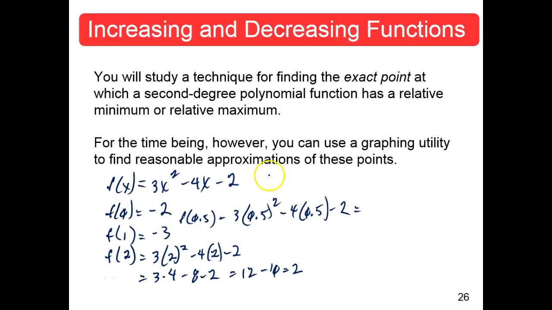Okay. That would be 3 times 0.25 minus 4 times 0.5 minus 2. That would be 0.75 minus 2 minus 2. So that would be minus 3 1/4, isn't it? Minus 3.125. So it's less than here.